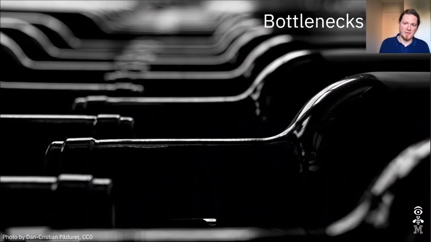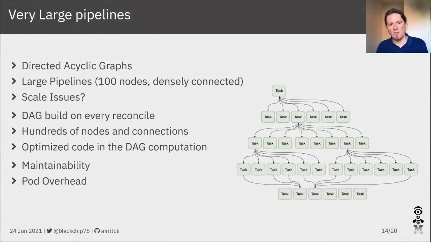So in terms of scaling pipelines while we run them, what are the bottlenecks that we encountered? Well, one might think about very large pipelines. A pipeline is a directed acyclic graph, and you could have a very large one if you don't split it down like discussed. And I've seen examples of pipelines with hundreds of nodes that might be densely connected. So is this a scale issue?